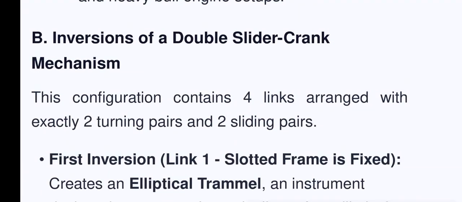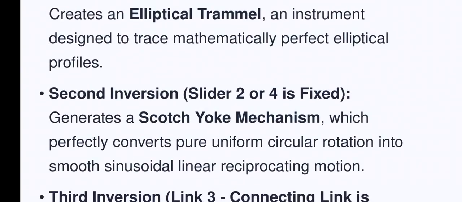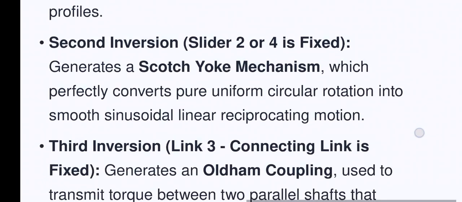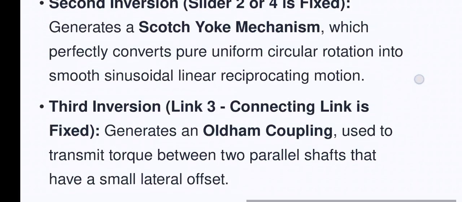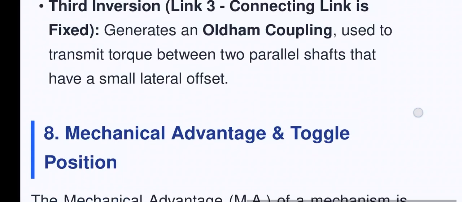Inversion of a double slider crank mechanism. This configuration contains four links arranged with exactly two turning pairs and two sliding pairs. First inversion, link 1, the slotted frame, is fixed, creating an elliptical trammel, an instrument designed to trace mathematically perfect elliptical profiles. Second inversion, slider 2 or 4, is fixed, generating a Scotch yoke mechanism which converts pure uniform circular motion into smooth sinusoidal linear reciprocating motion. Third inversion, link 3, the connecting link, is fixed, generating the Oldham coupling used to transmit torque between two parallel shafts that have a small lateral offset.